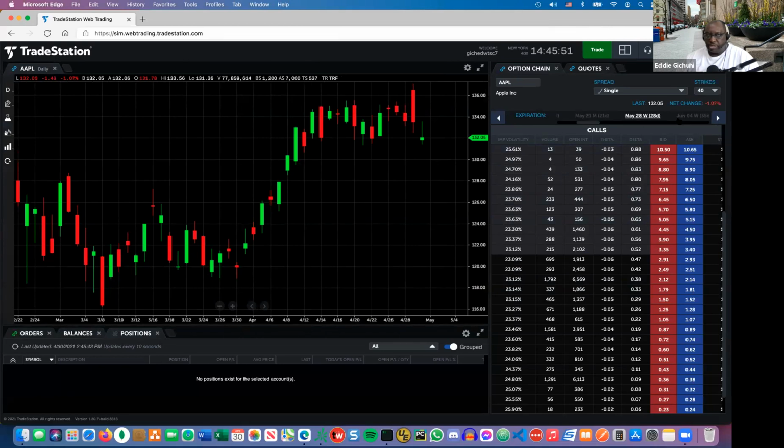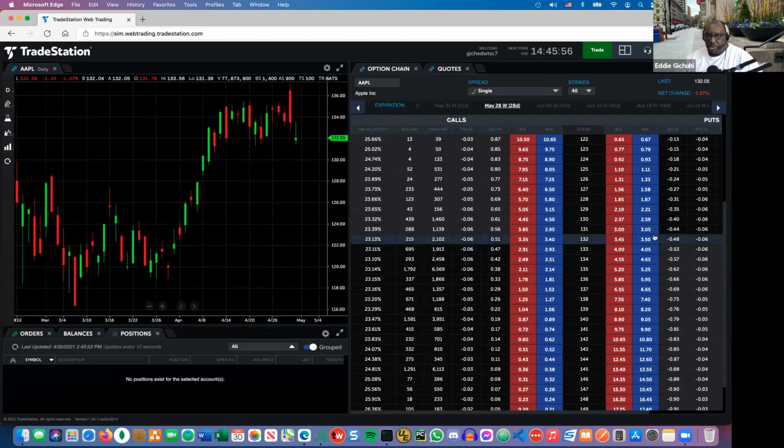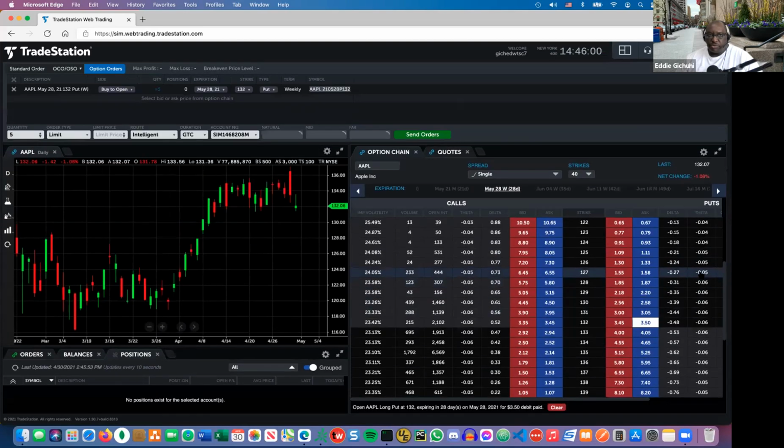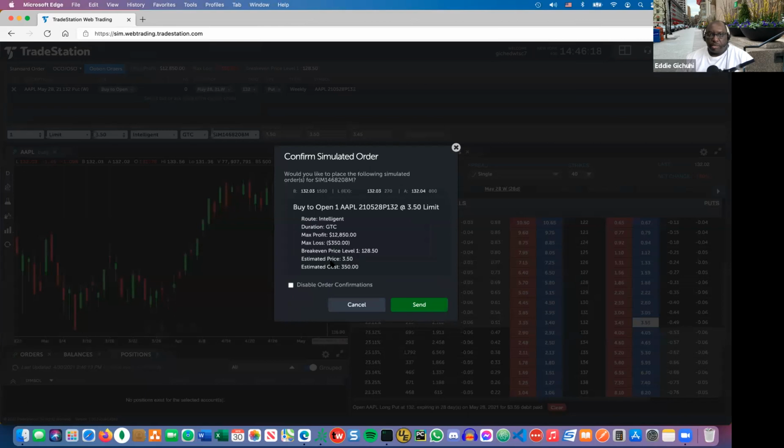Go to my March 28 date. I am going to buy a put at the 132 strike price for $3.50. I'm going to adjust my quantity here to 1. Choose my price. Here in the middle is $3.48. It's fluctuating between 348, 350. Let's just choose 350 here, which is the mid. Send. Once again, the math is the same, right?